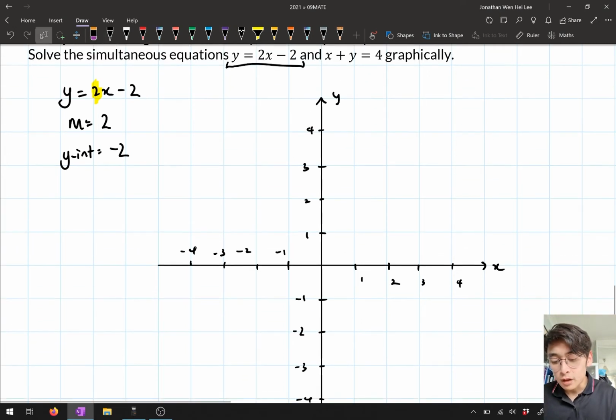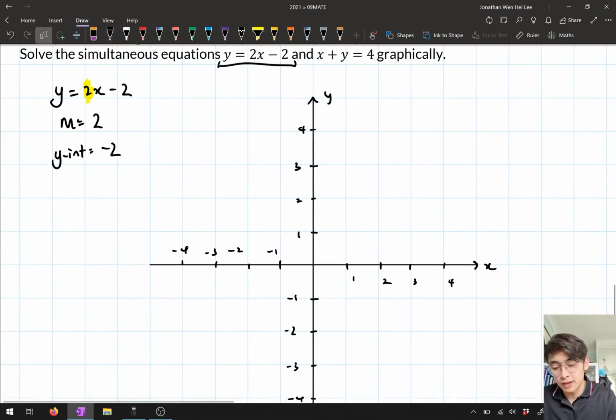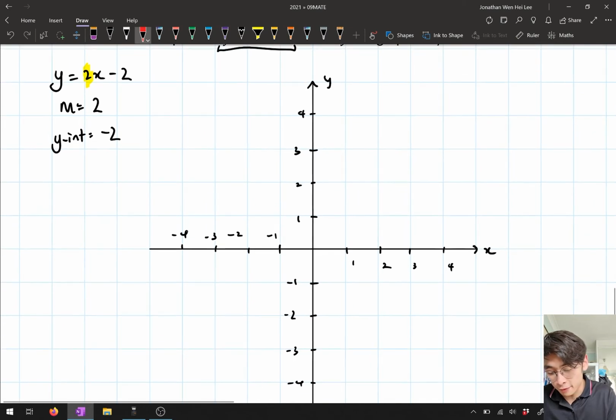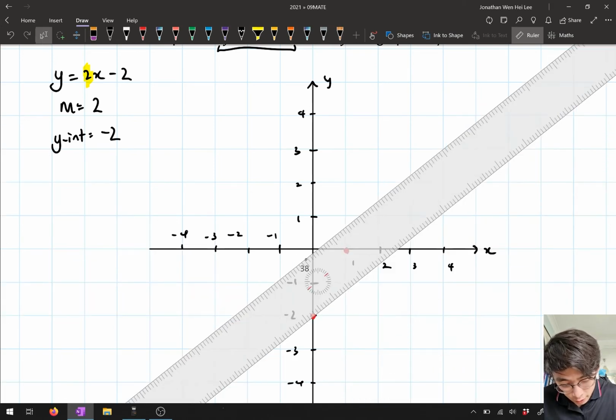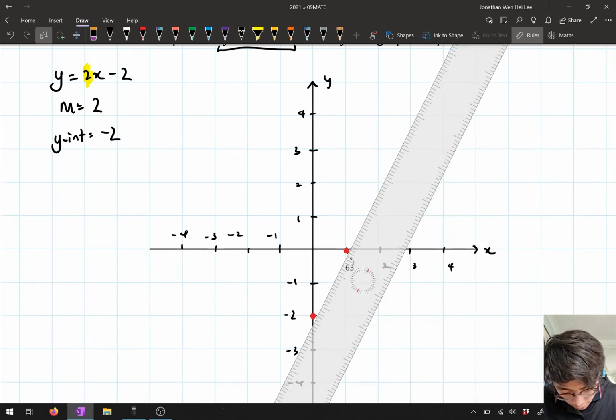Okay, so for my first one, I have a y-intercept of negative 2. So I first put down the point at negative 2 on my y-intercept, and it has a gradient of 2. That means every time it goes across by 1 to the right, it goes up by 2. So I'm going to put a second dot here, across by 1, up by 2. That's my second point, and here I can draw a line through it that looks like this.